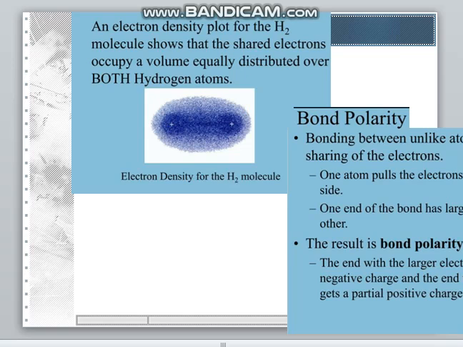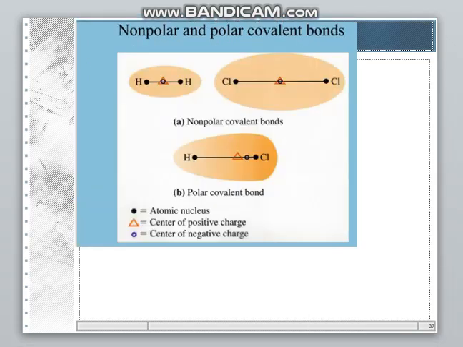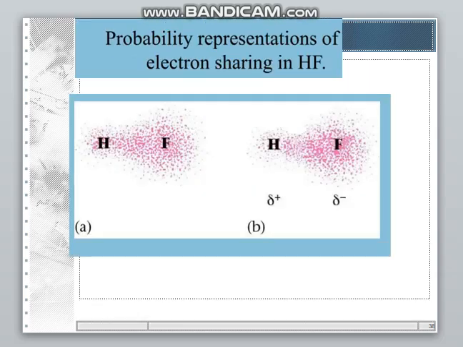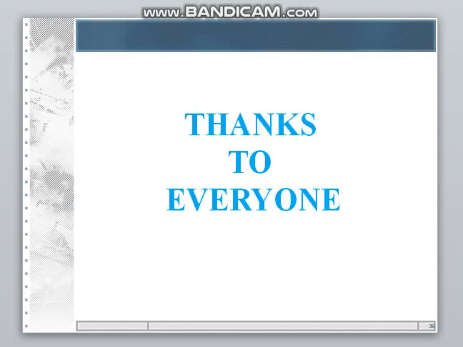A non-polar covalent bond has equal sharing of electrons, and a polar covalent bond results in unequal sharing of electrons between two atoms. This is the hydrogen-hydrogen bond, a non-polar covalent bond. The Cl-Cl bond is non-polar, and the HCl bond is a polar covalent bond. This is the unequal distribution between hydrogen and fluorine, a polar covalent bond. Thank you very much.